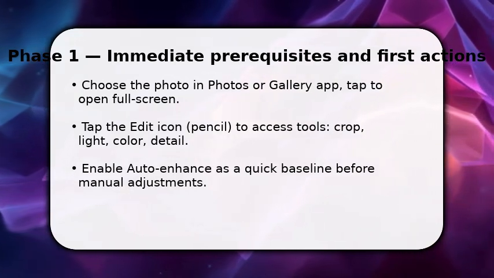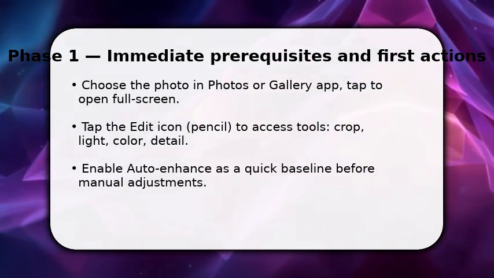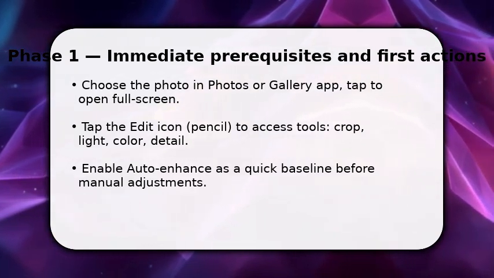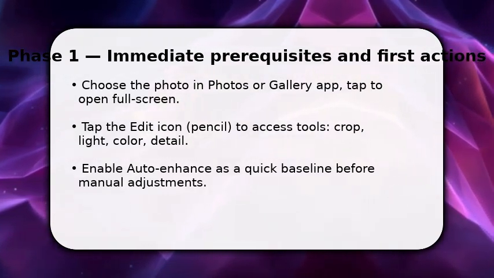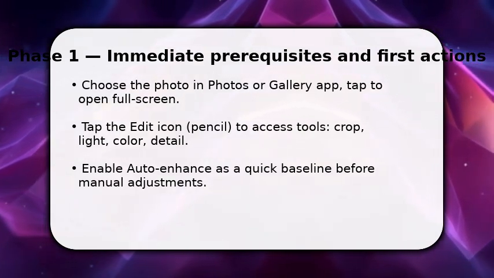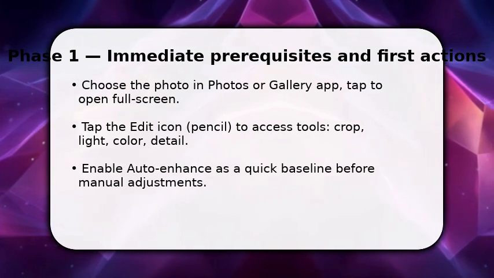Next, you'll pick one primary adjustment, usually crop or exposure, because fixing composition first prevents wasted color work later. Move deliberately. Crop, then level, then exposure. Doing those in order saves time and avoids redoing earlier edits.